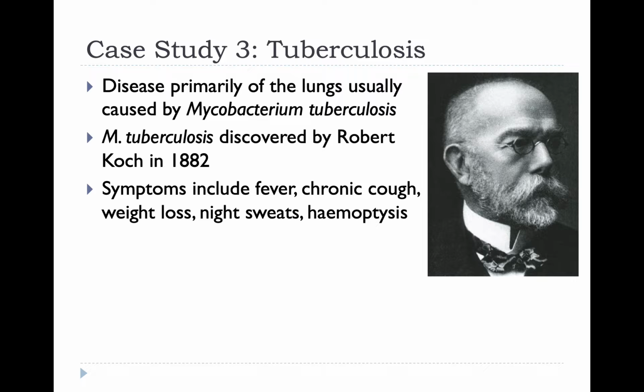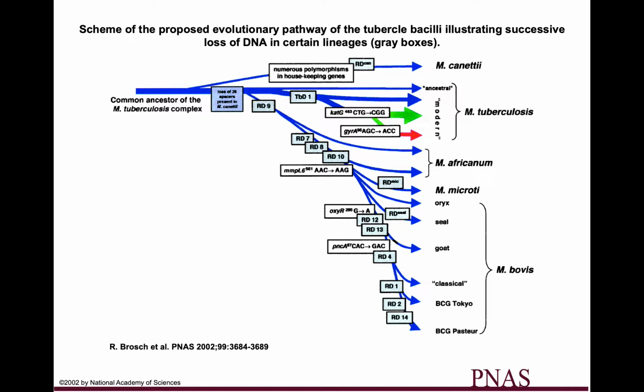So this is caused by another mycobacterium, Mycobacterium tuberculosis, discovered by Robert Koch very shortly after M. leprae was described. And this is a disease of the lungs primarily. You get fever, you get chronic cough, you get weight loss, night sweats, hemoptysis. You do sometimes also get infection of other organs, extrapulmonary tuberculosis as well. And the genome sequence of Mycobacterium tuberculosis was one of the earliest genomes to be sequenced from bacteria.